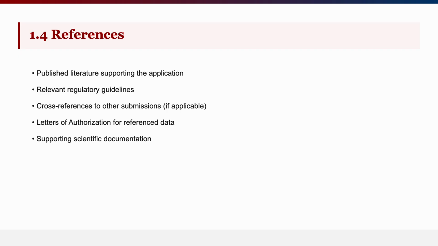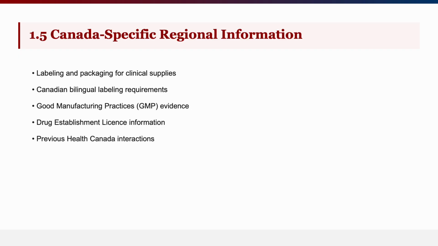Other supporting scientific documentation that doesn't fit in the main CTD modules might be included here. Use this section judiciously for material that genuinely supports your application but doesn't belong elsewhere. Section 1.5 contains regional information specific to Canada that doesn't fit neatly into other Module 1 sections.